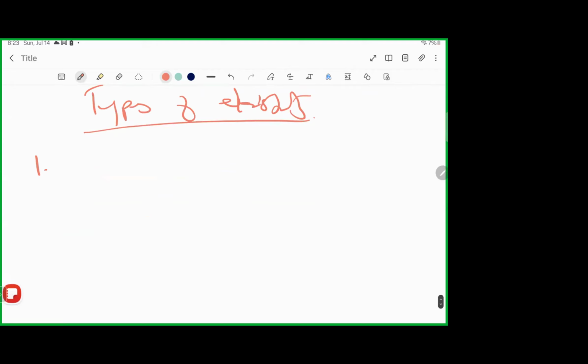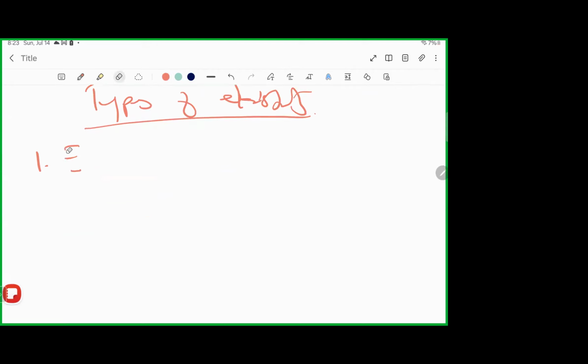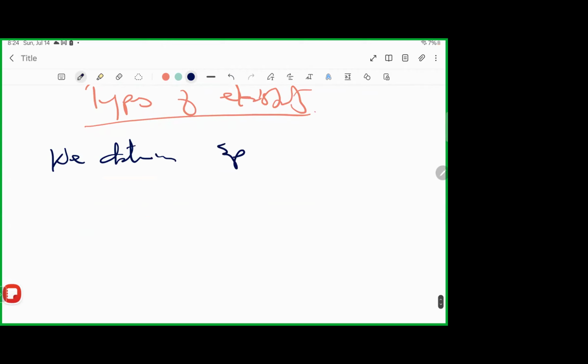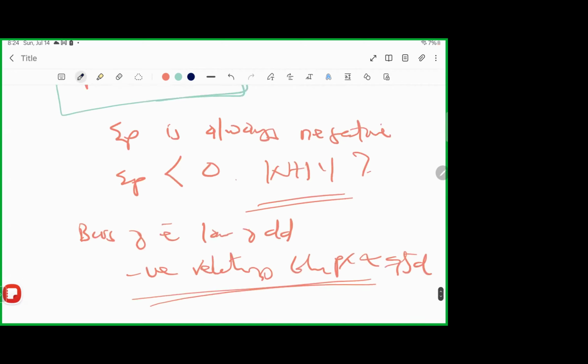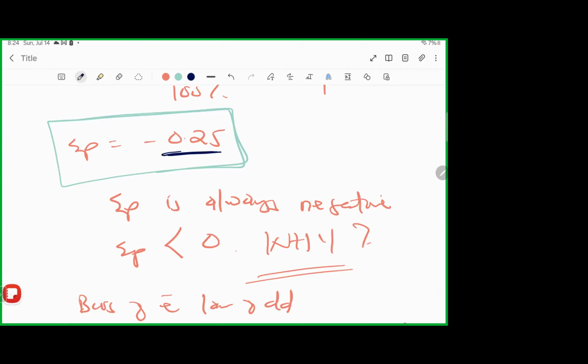Let's look at the first one. Please note, we determine the type of price elasticity using the absolute value of the price elasticity, which means that the value that you will get here will tell you the type of elasticity we are looking at.